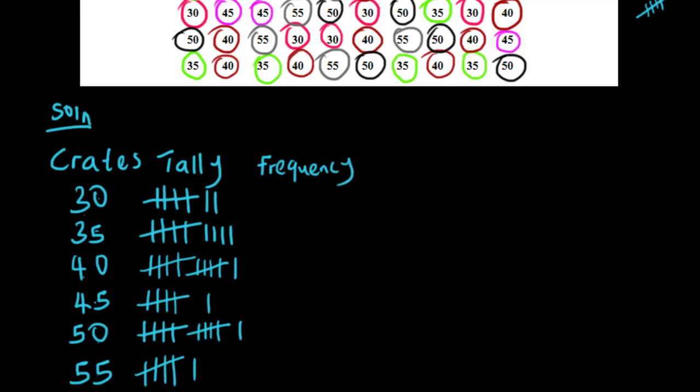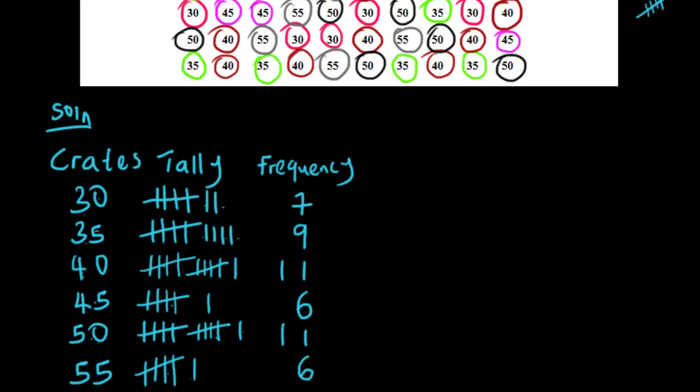How many 30s do we have? This is 5, 6, 7. So we write 7. How many 35s? 5, 6, 7, 8, 9. So we write 9. How many 40s? 5, 10, 11. So we write 11. How many 45s? 5, 6. So we write 6. How many 50s? 5, 10, 11. So we write 11. How many 55? 5, 6.